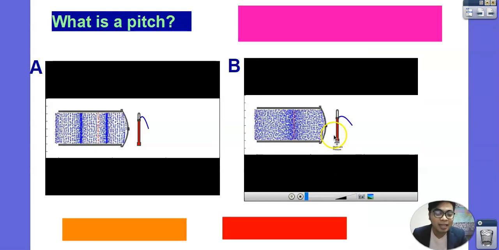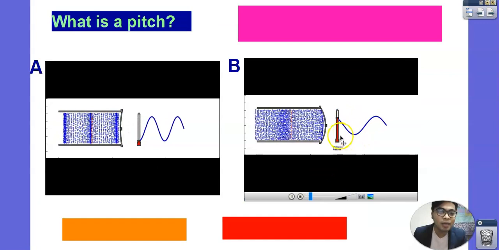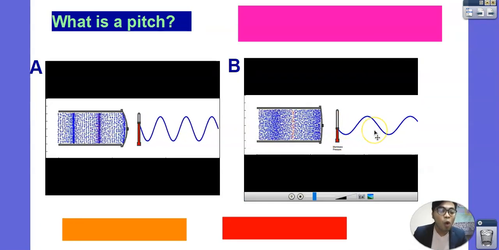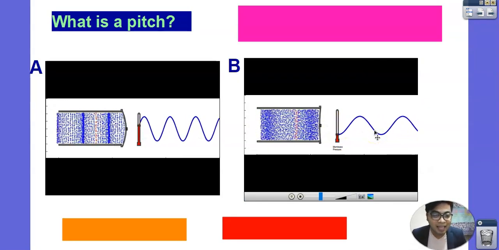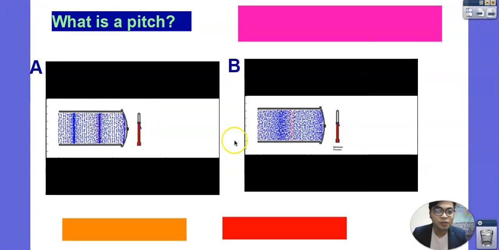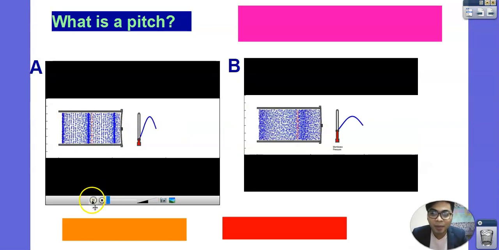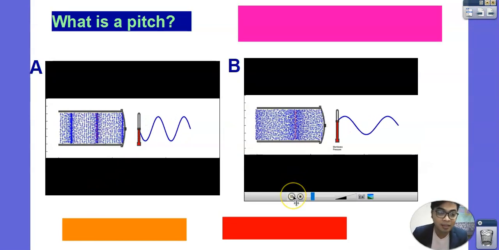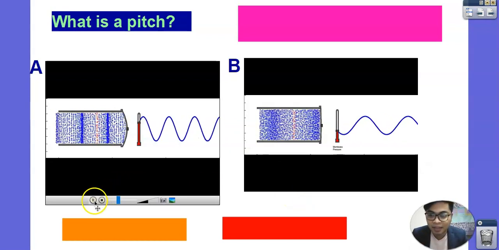And how about for letter B? If you take a look with it, the amplitude tends to be wider, and the amplitude is spread out compared to this one. So I'm gonna pause it so that you can see it clearly and vividly.